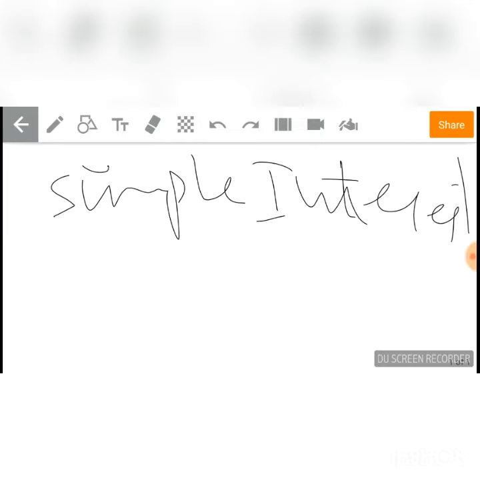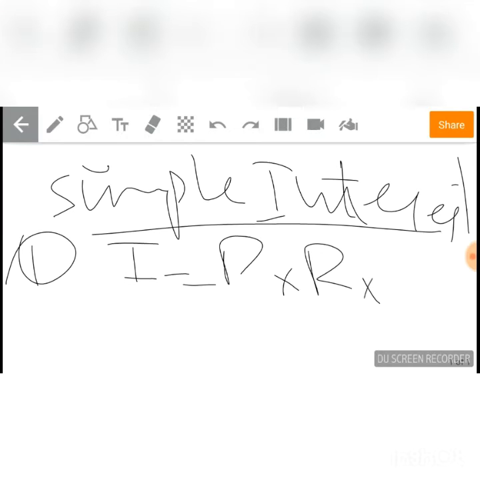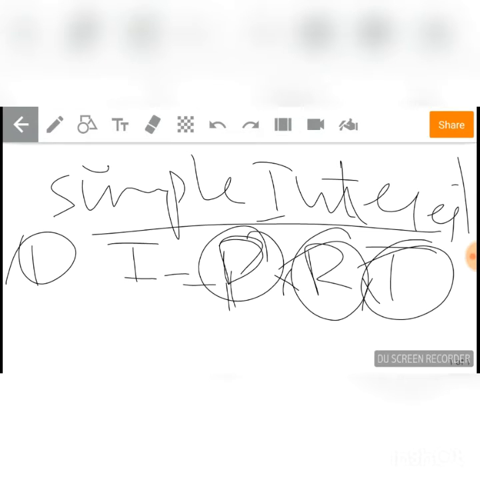Okay, let me just demonstrate it. If you didn't understand that, I'm giving you an example, then you will easily understand what it means. But first of all, let me show you the formulas for simple interest. The formula for simple interest is I equals P into R into T, where P is your present value, or the value which you are going to deposit in the bank, and the bank will give you the interest rate. This R is known as the interest rate given by the bank, and T is the time period in which you are depositing your amount.